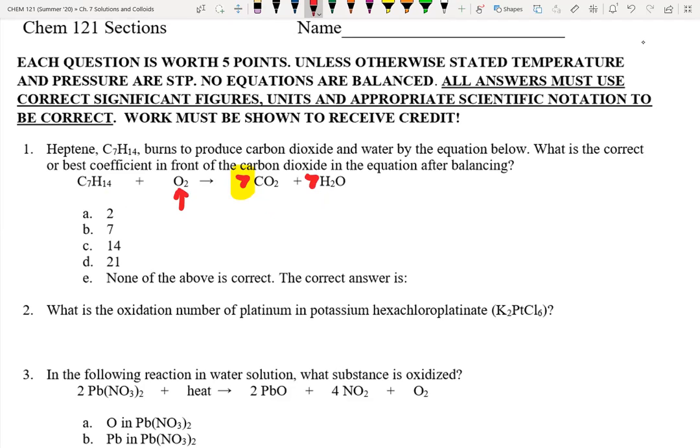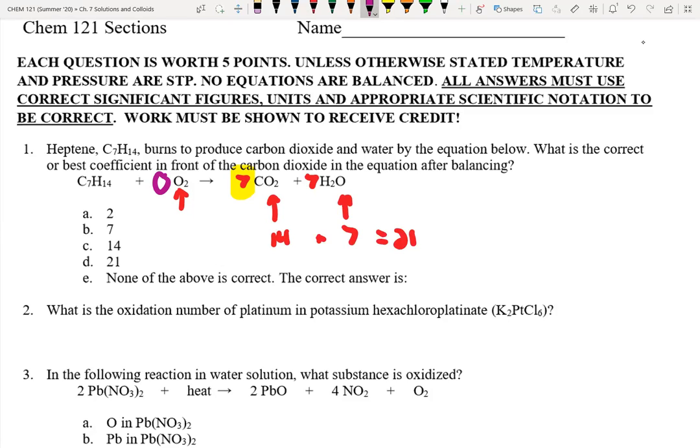But now the tricky part, I've got 2 oxygens here, but over here I've got 14 plus 7. So I've got 14 plus 7, I've got 21 total oxygens. So there's no number I can multiply this by in order to get to 21, right? Because 21 is an odd number. So the question is, what do you do when you run into these situations? Well, my general rule of thumb is if you get stuck, try to double your most complicated molecule.